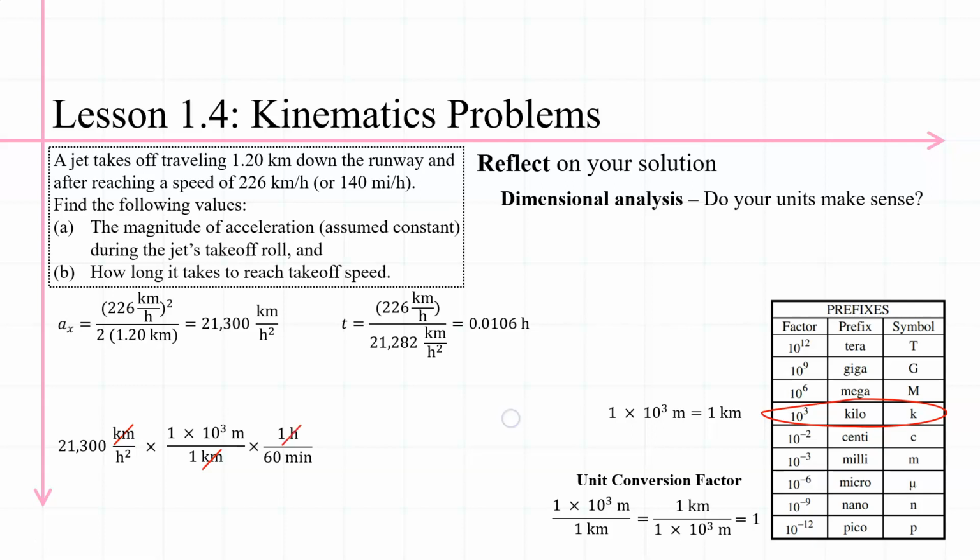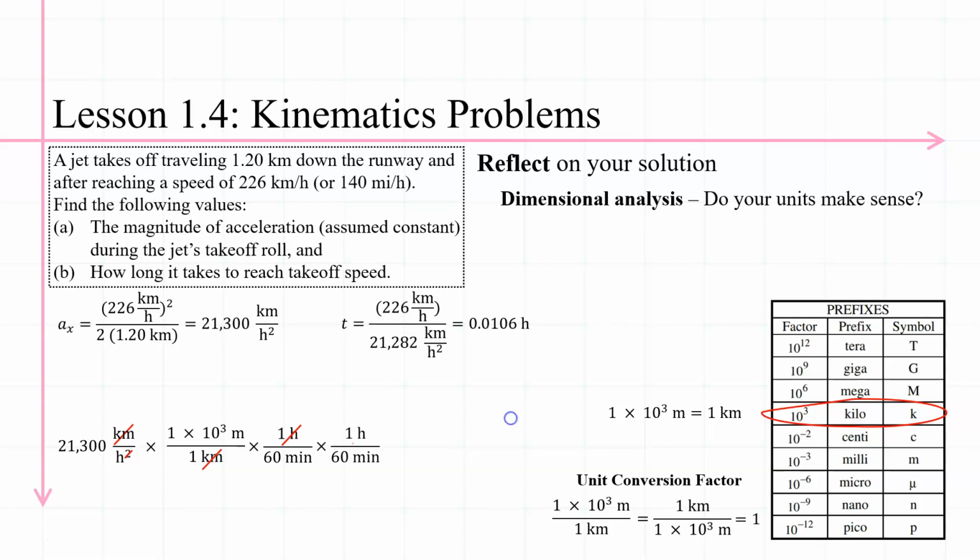My hours is going to cancel out just one of the hours in hours squared. So what do I need to do? I need to multiply again by the same conversion factor. Anytime you have a square unit, you actually need to multiply by your conversion factor twice to get rid of that square. If you have a cubic unit, you have to multiply by that same conversion factor 3 times to get rid of the cubic unit.